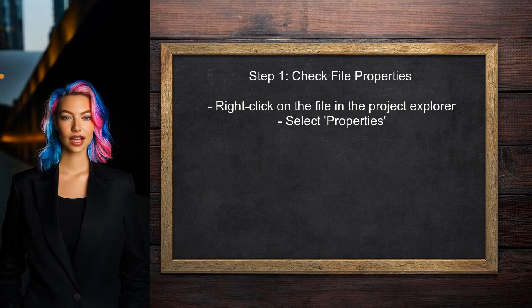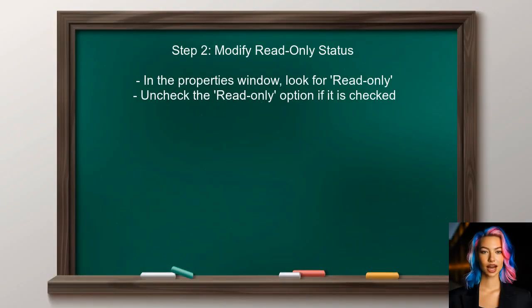To change the read-only status of files in IntelliJ, the user should first check the file properties. Right-click on the file in the Project Explorer and select Properties. In the Properties window, the user should look for an option that indicates the file is read-only. If this option is checked, they need to uncheck it to make the file writable.